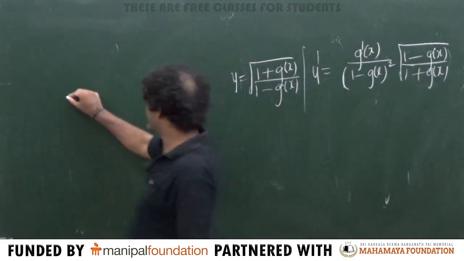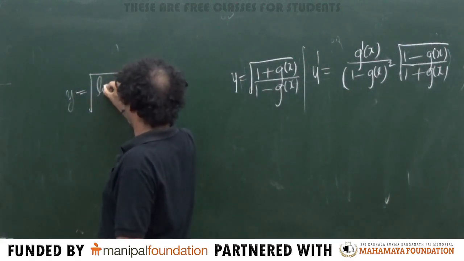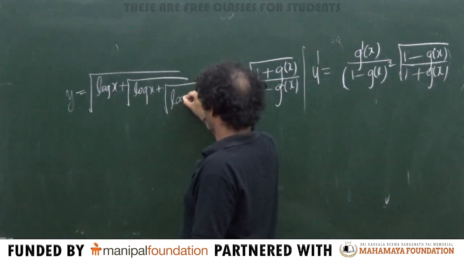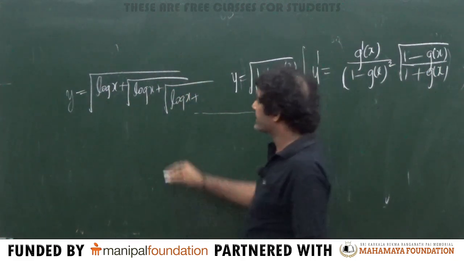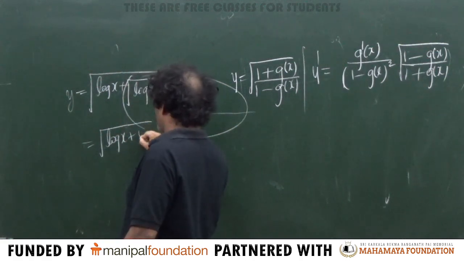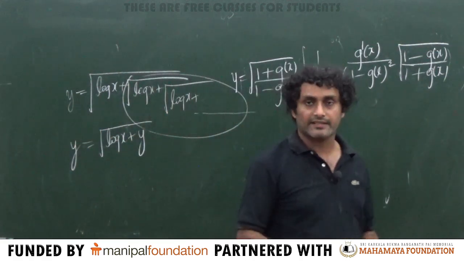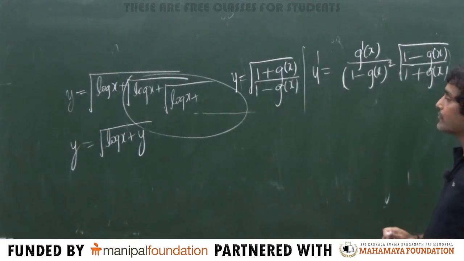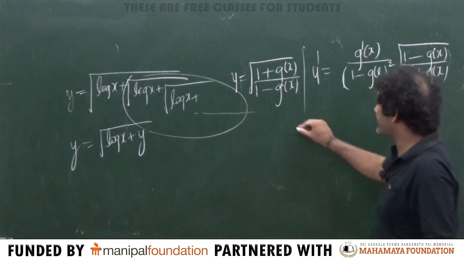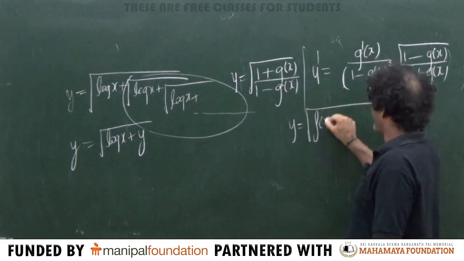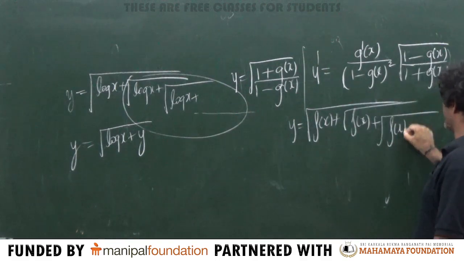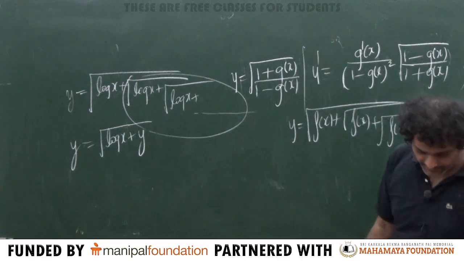Then sometimes you get something like this, right? y is equal to root of log x plus root of log x plus root of log x plus dot dot dot. In this, leaving aside the first one, if you look at all the rest, it becomes root of log x plus y, right? Something like this we would do. So instead of doing it this way, you have a shortcut, okay? They are giving it as y equal to root of f of x plus root of f of x plus root of f of x plus so on, correct, right? Up to infinity.